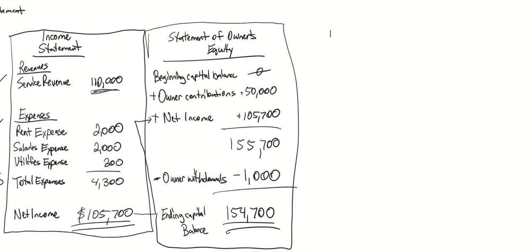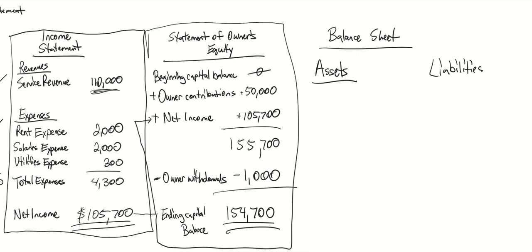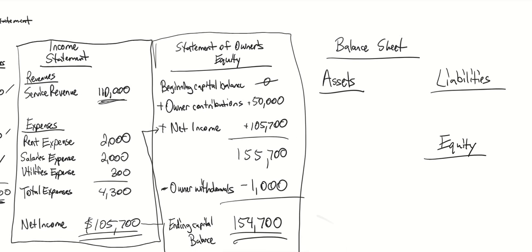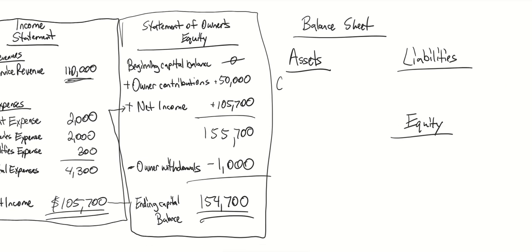Okay, now we got the balance sheet. The balance sheet is going to show us our assets, liabilities, and equity. Okay, so our assets that we have here, I already kind of know it by heart, but I will scroll back over there, are cash, supplies, and equipment.